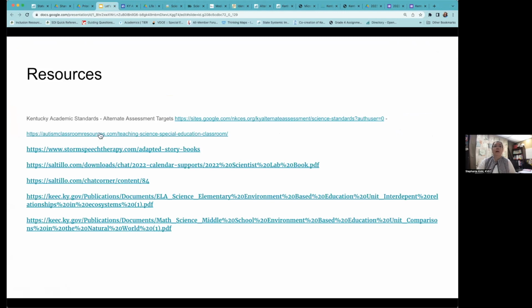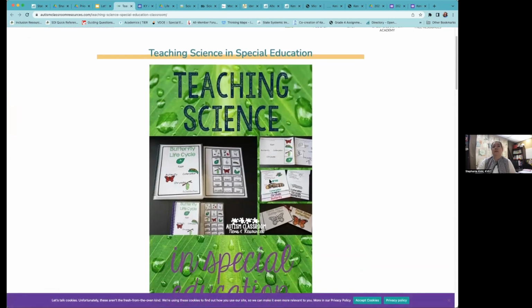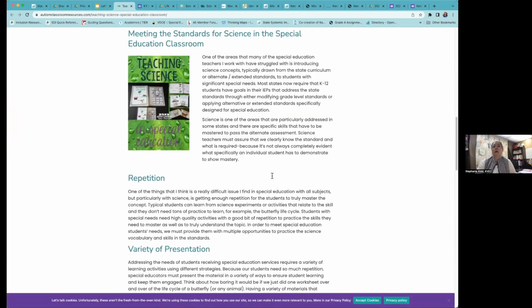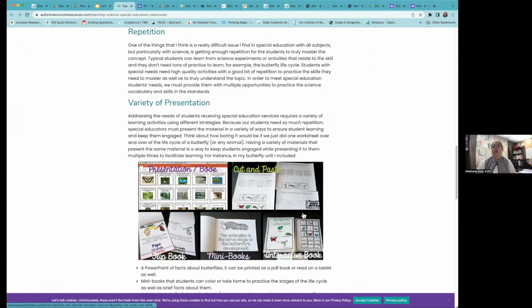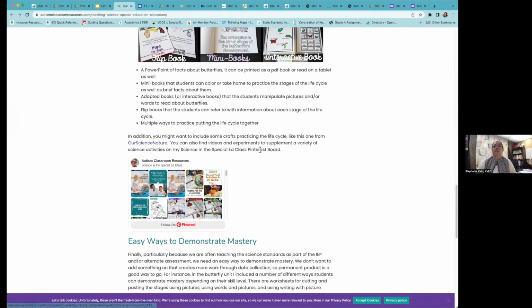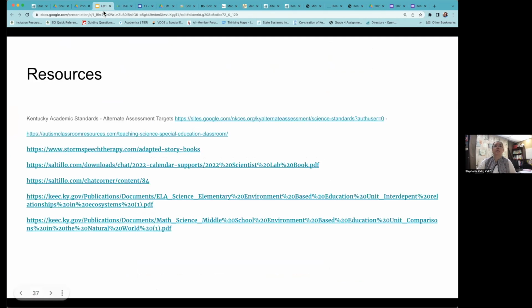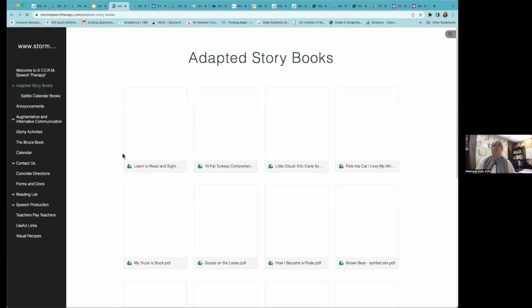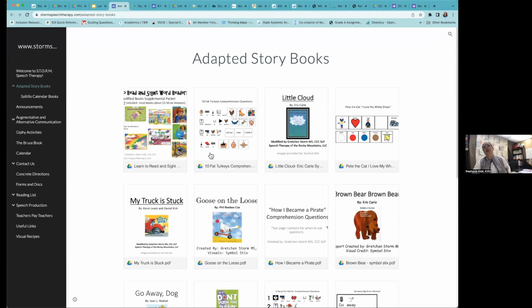The other thing that we have is the Autism Classroom. It has wonderful science materials where you can go and get, print, and download. And these have a lot of good activities for you to do too. So don't forget about the Autism Center. Of course, Storm Speech Therapy. This is where you can get adaptive books, but again, you can get icons that you may need for your students. So this is a wonderful place to look for icons that you may need for your classroom. And then, of course, adaptive books that have like the little cloud, that's a wonderful one for science.